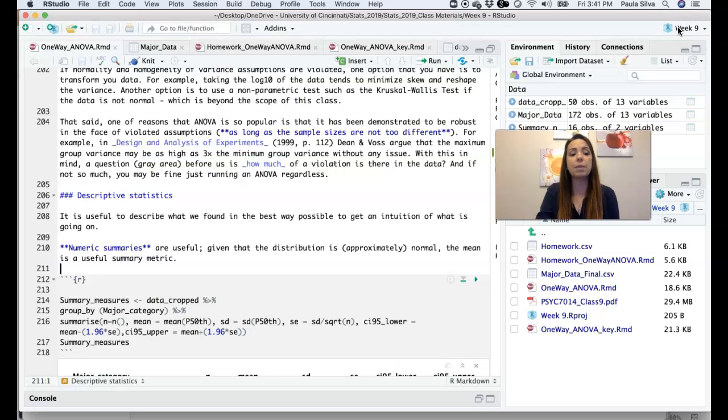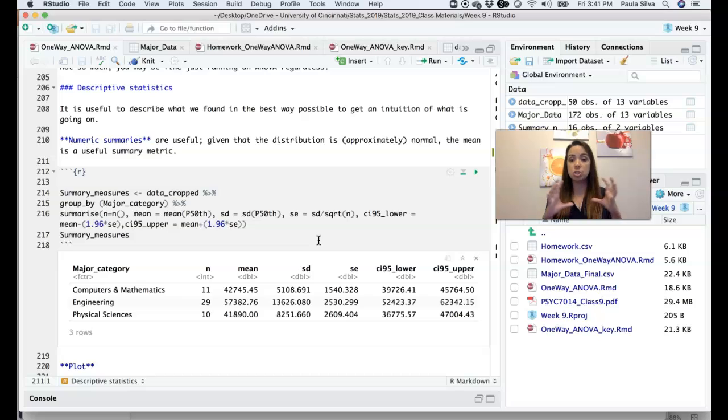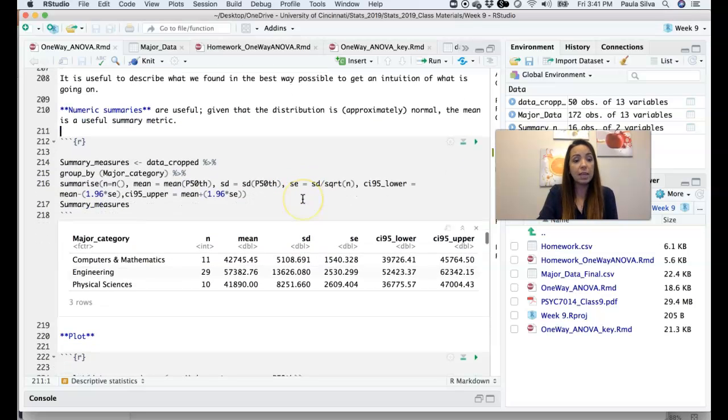So the first step in actually going through the analysis is doing a formal descriptive analysis of the data, figuring out what are good numeric summaries for the data and good image summaries for the data. So let's try to do that.